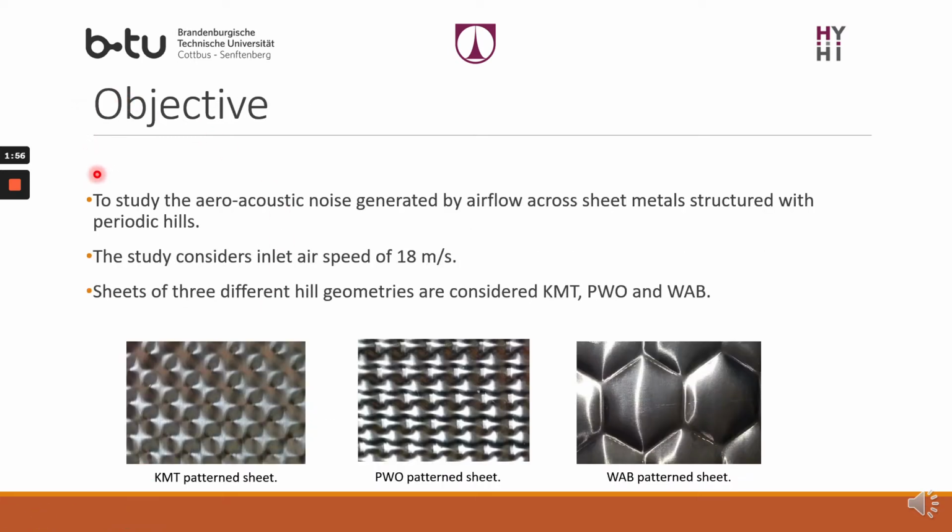The objective of this work is to study the aeroacoustic noise that is generated when air flows across sheet metals structured with periodic hills. The study considered an inlet airspeed of 18 meters per second, and it has addressed three different hill geometries named KMT, that has the shape of a star, PVO, that had the shape of a dome or a bubble, and finally the VAB, which has the shape of a hexagon.